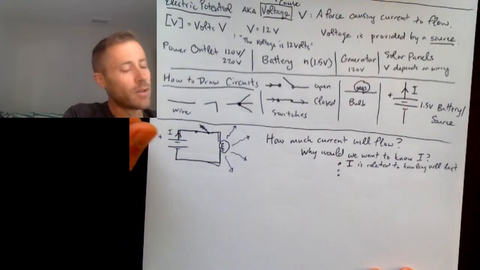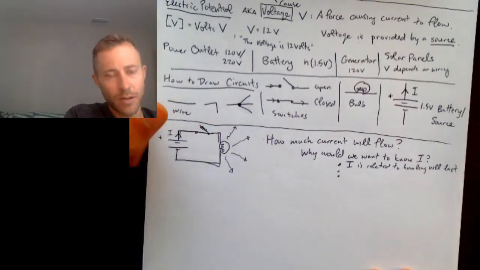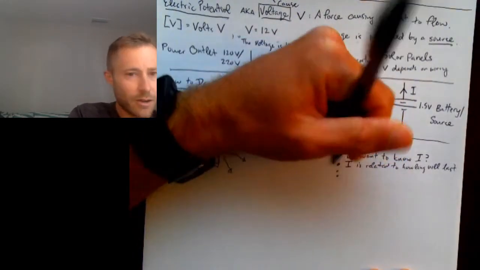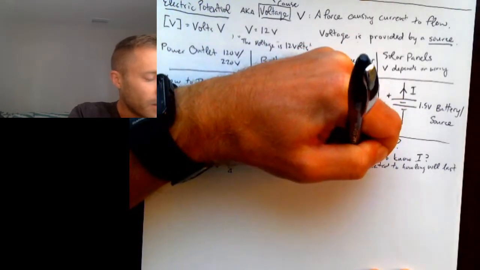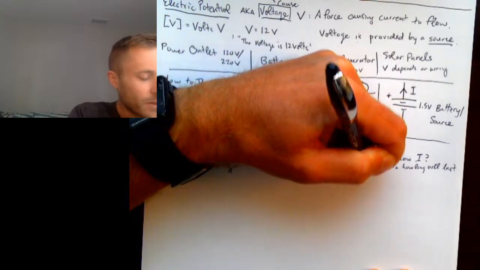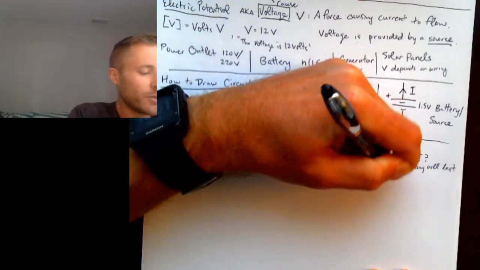So the amount of current that you're drawing is giving you an idea of what the electrical bill would be.